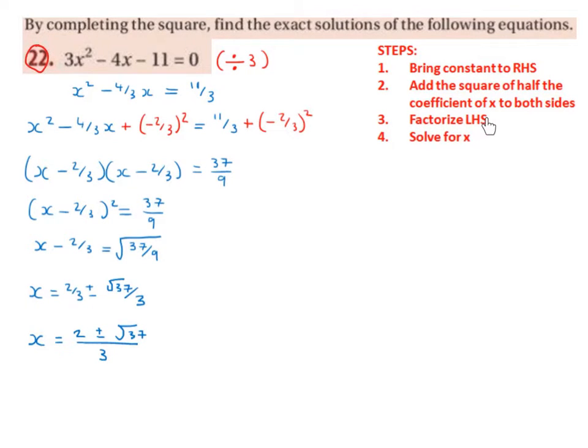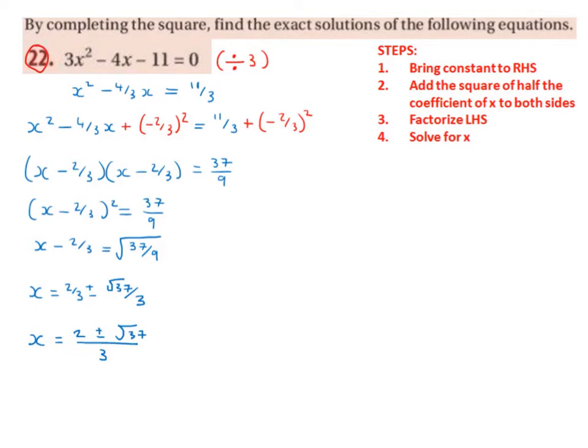Next, we're going to factorize the left-hand side. So we have an x in the front of each bracket. This is a plus, which tells us these signs are the same. This is a minus, which tells us they're both minus. And the factors of minus 2 over 3 squared is minus 2 over 3 multiplied by minus 2 over 3. So they go on the end of each of our brackets. And minus 2 over 3 minus 2 over 3 is minus 4 over 3. And then 11 over 3 plus minus 2 over 3 squared is 37 over 9.